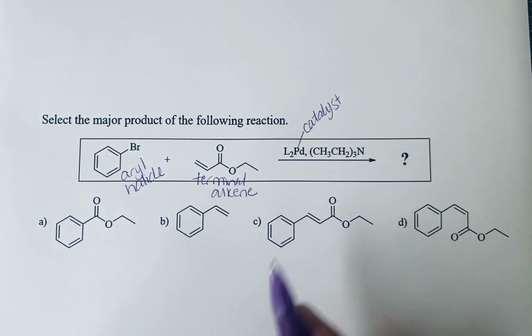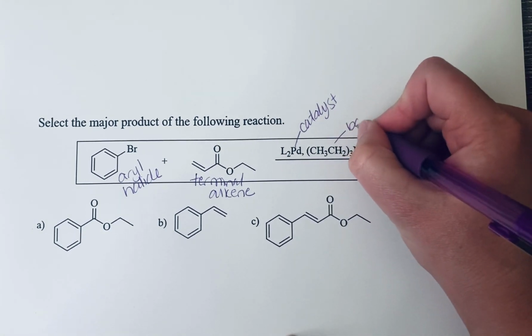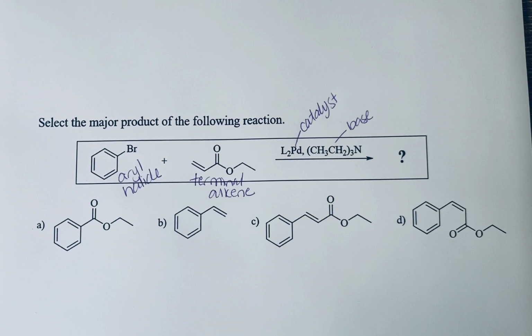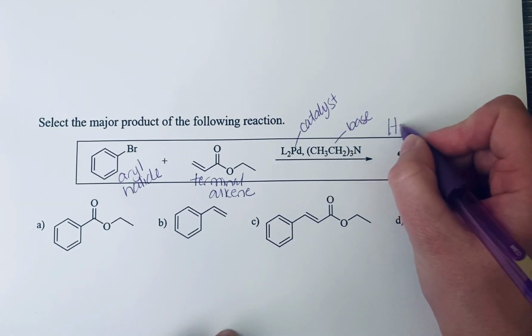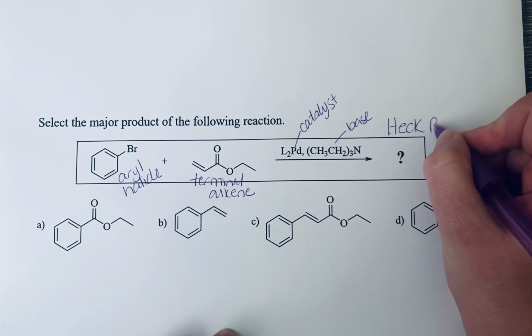And we've also got triethylamine, which is a base. So seeing these conditions together, a halogen that's attached to an sp2 carbon, in this case an aryl ring, a terminal alkene, palladium catalyst, and a base, we should be recognizing this as an example of a Heck reaction.